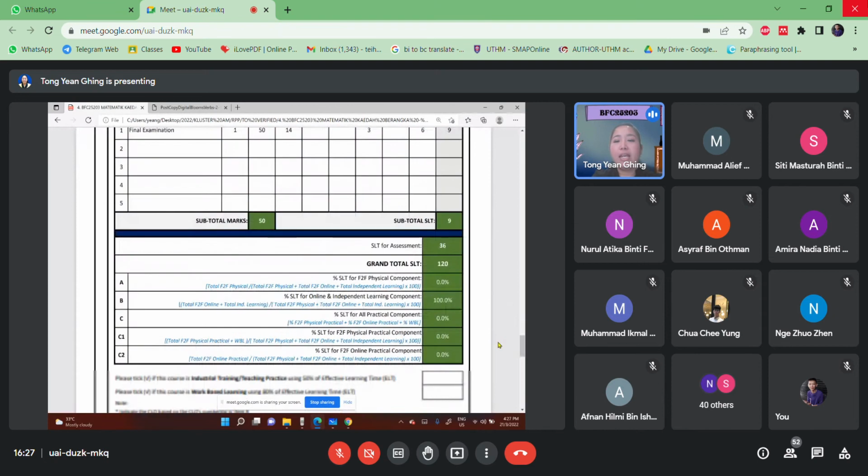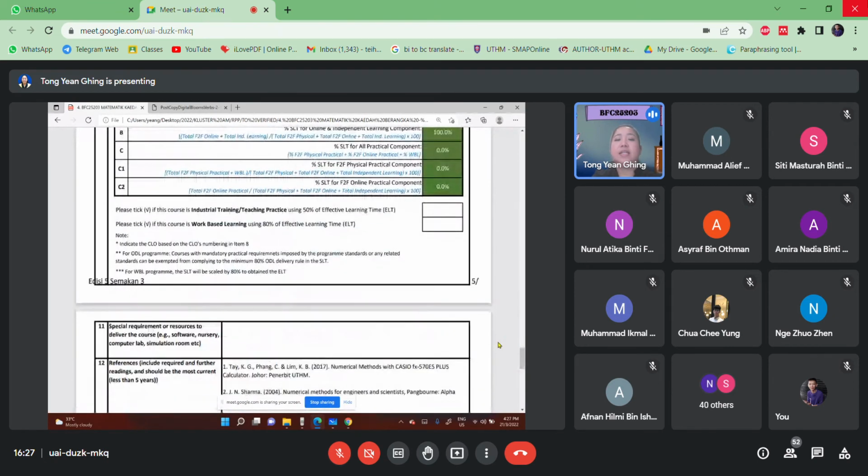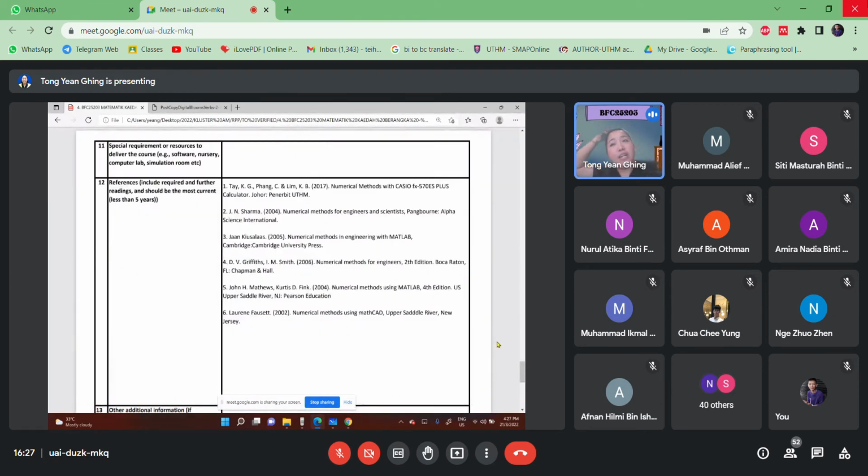Okay, so far any questions? And then these are some books. Oh, I already mentioned to you, right? We will use this numerical method book with the Casio FX-570EX Plus calculator, this one. But actually, now I'm not sure.